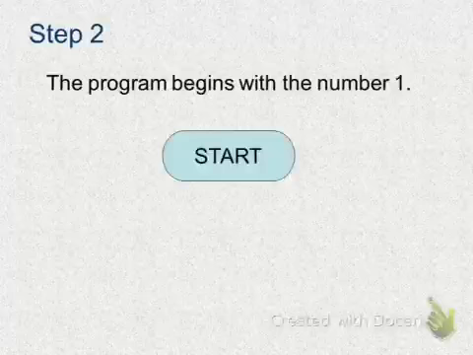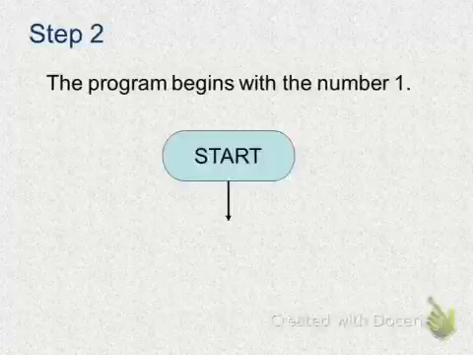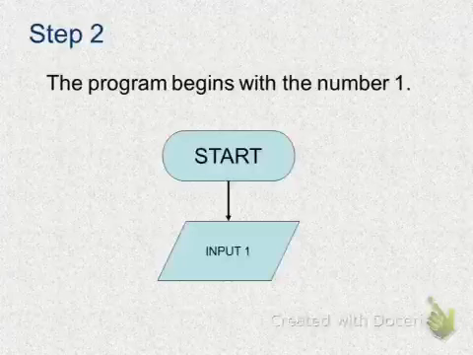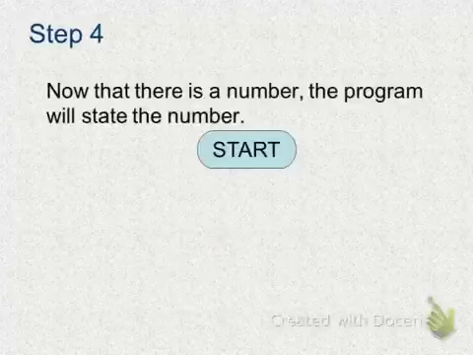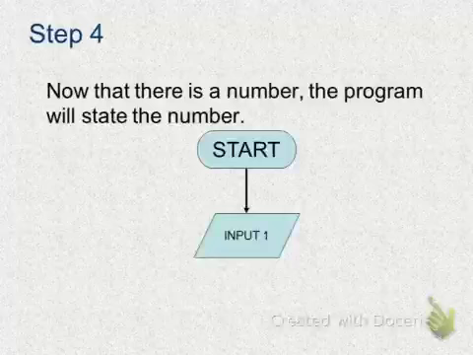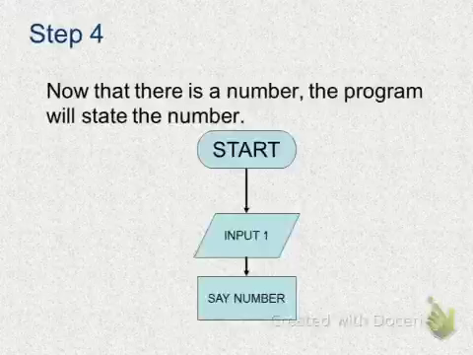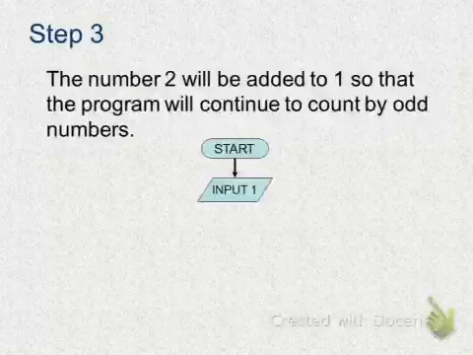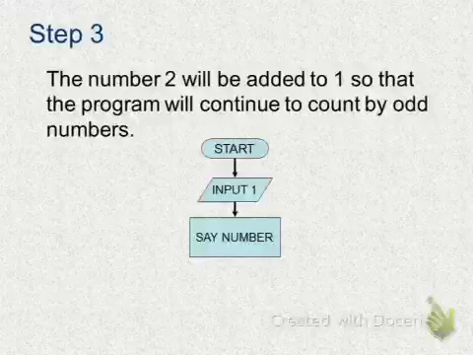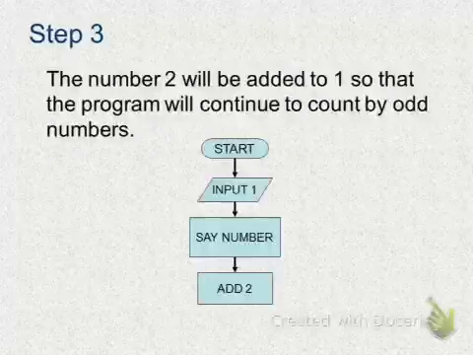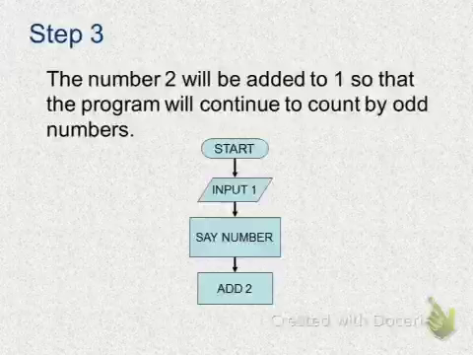The program is going to begin with a number 1, so I need to start with the input. So I'm going to start the program, then I'm going to look at the input. The program is going to state what that number is. After it does that, then I need to add by 2. So then I'm going to put in another, basically, action block. Notice how it's a rectangle. I'm adding 2 again because we're doing odd numbers.